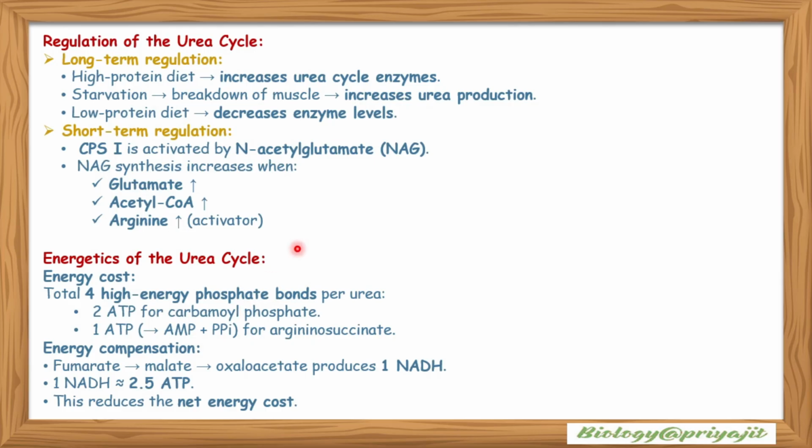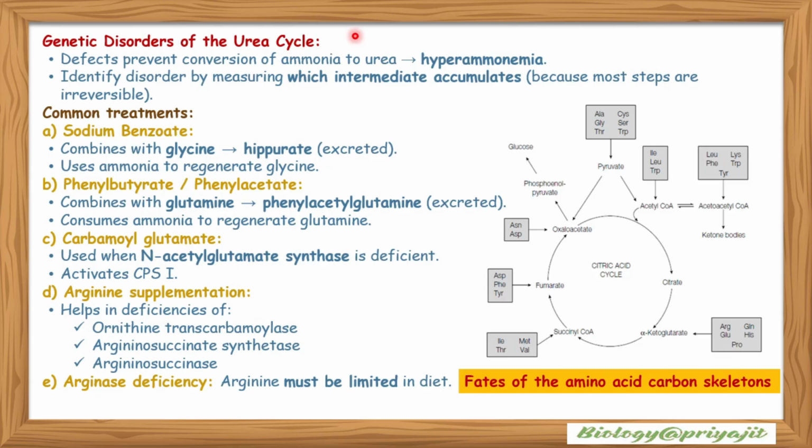So what is the energetics of the urea cycle? The energy cost is a total of 4 high energy phosphate bonds per urea: 2 ATP for carbamoyl phosphate and 2 for the conversion of ATP to AMP and PPi in argininosuccinate formation. Energy compensation occurs as fumarate is converted into malate and subsequently into oxaloacetate, producing 1 NADH. We know that 1 NADH is equivalent to 2.5 molecules of ATP, and this reduces the net energy cost.